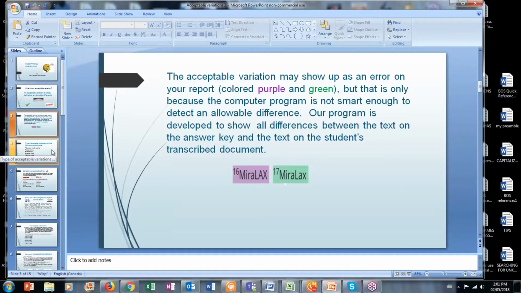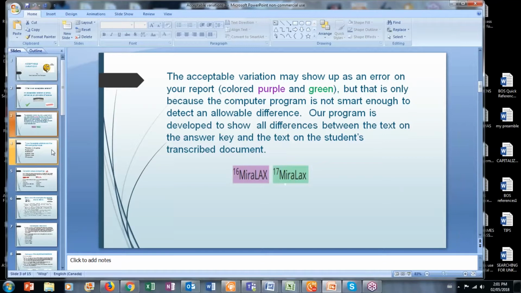Our program can only tell one way. The way it is in the answer key is the only way it's going to show you as being correct. So if your report does not exactly match that answer key, it's going to show up as purple. That does not mean it's an error.